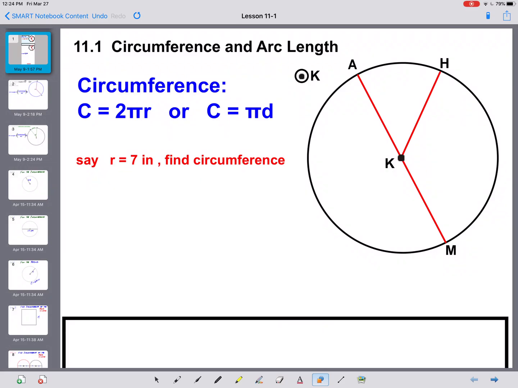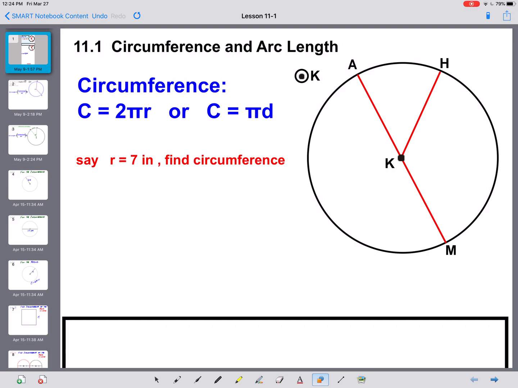This is lesson 11.1. First thing, if you haven't done it already, why don't you put this on pause and print out the formula sheet, the chapter 11 formula sheet. It's right there on the remote learning tile. Print it out. You're going to need it for chapter 11. Okay, let's get going on this.